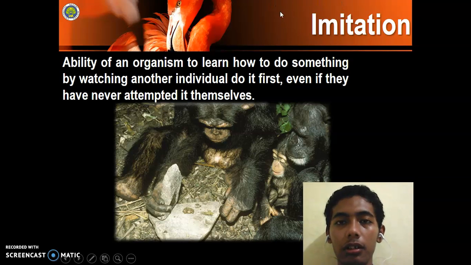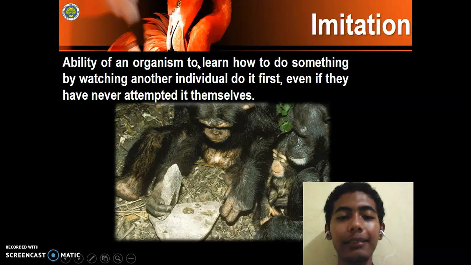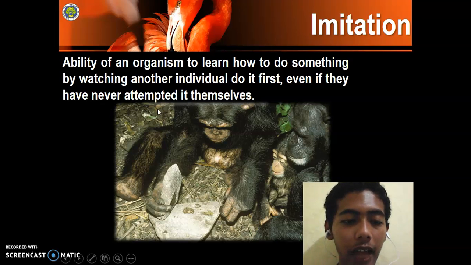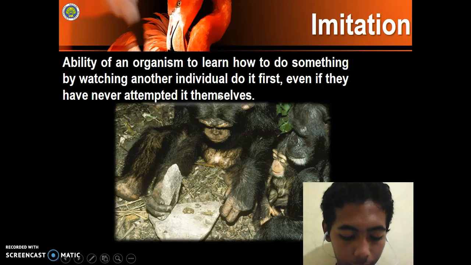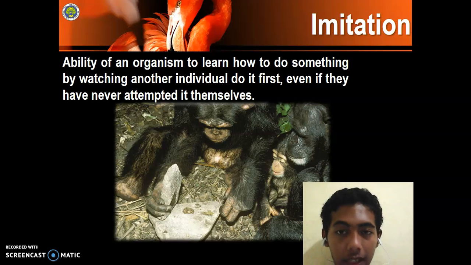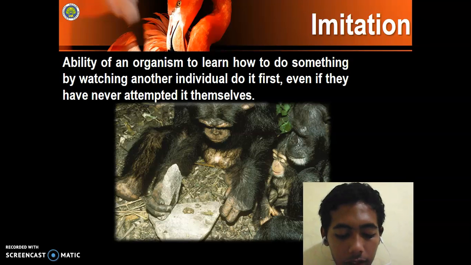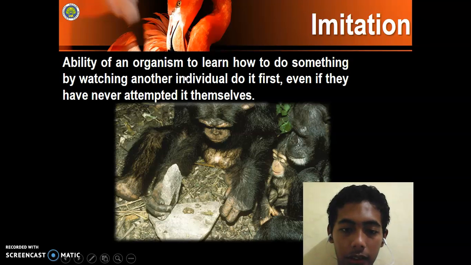The third is imitation. Imitation is the ability of an organism to learn how to do something by watching another individual do it first, even if they have never attempted it themselves. For example, young chimpanzees will watch their mother crack nuts with a rock before learning the technique themselves. Like this.